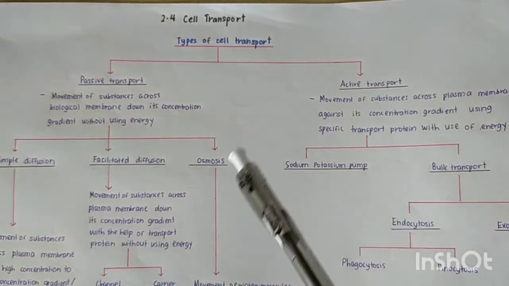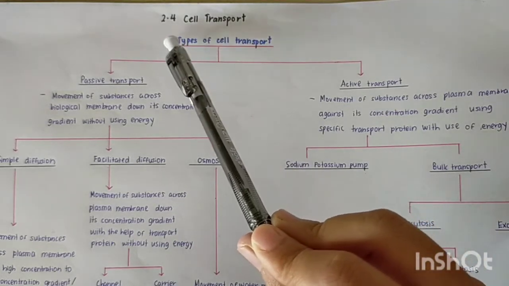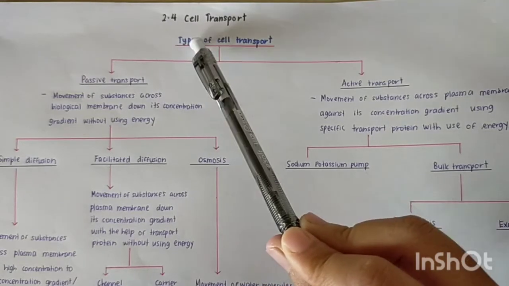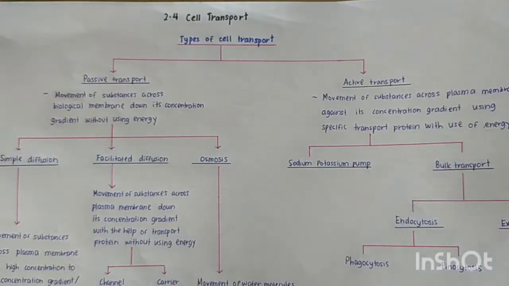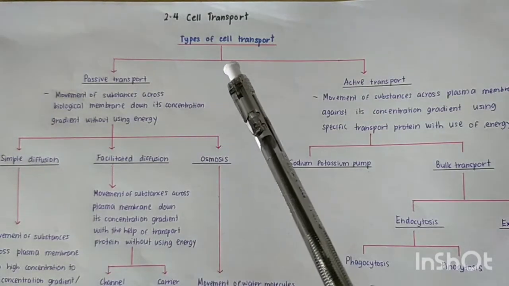So now we look at the last subtopic of chapter 2, which is subtopic 2.4. Subtopic 2.4 is about cell transport. For this video, firstly I will explain the overview of the types of cell transport.